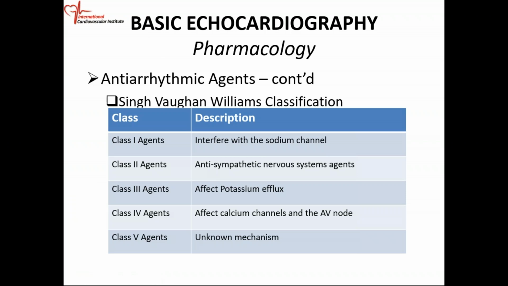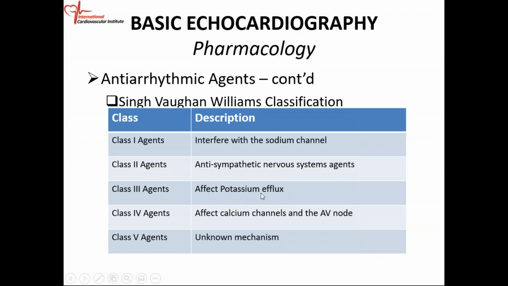And they're divided into classes. It's the Singh-Vaughan Williams classification, and it goes from class 1 to class 5. Okay, the class 1 agents interfere with the sodium channel. We call them sodium channel blockers. The class 2 agents are really the beta blockers. So the class 2 agents are the anti-sympathetic nervous system agents, essentially beta blockers. Class 3 is potassium blockers.